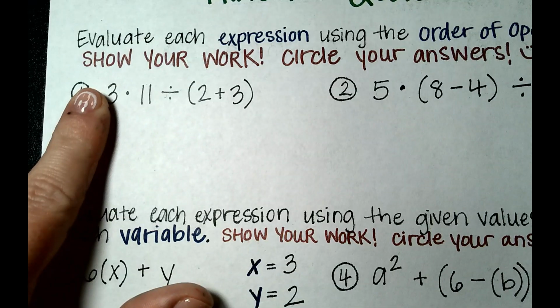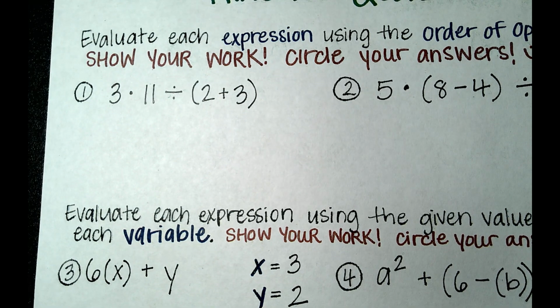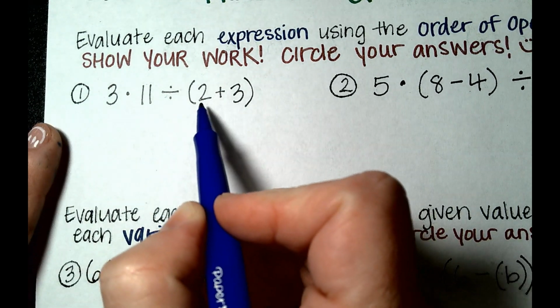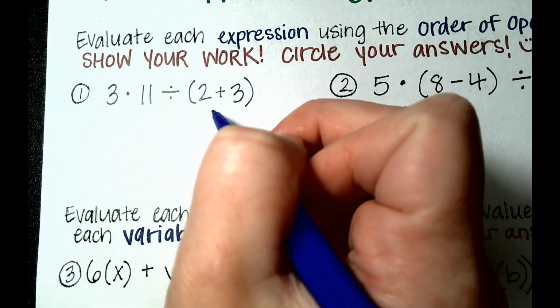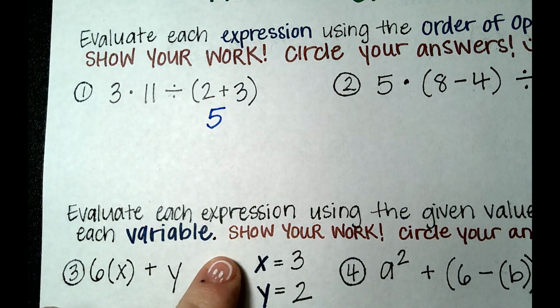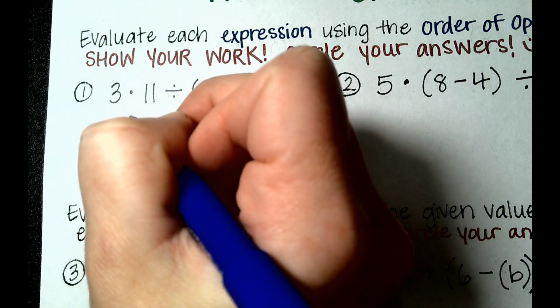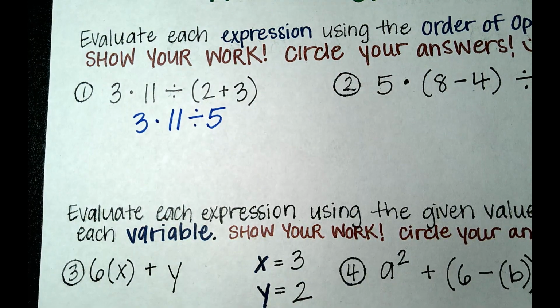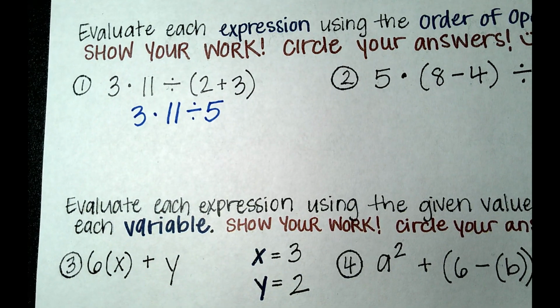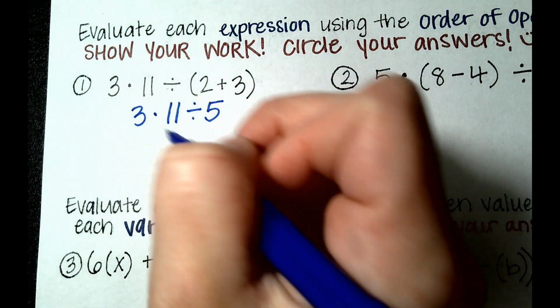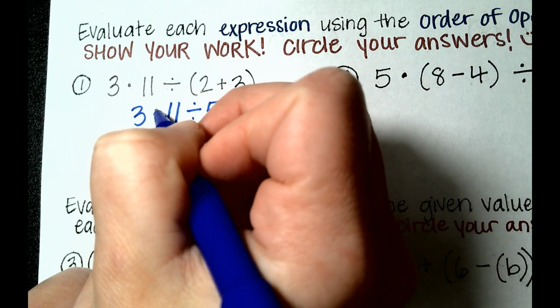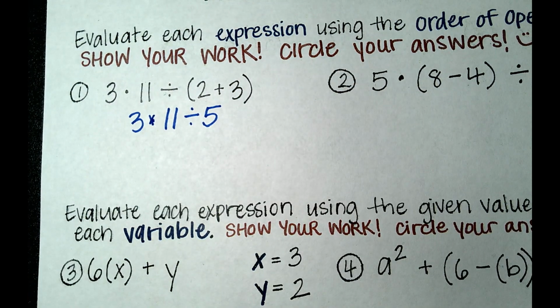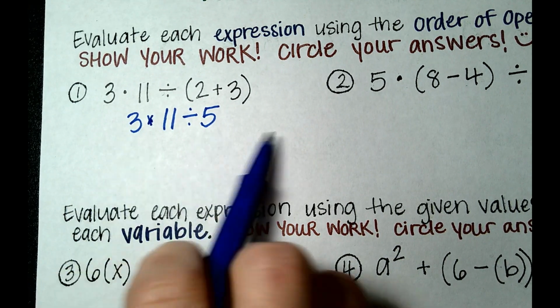So let's look at number 1. Do we have any parentheses? We do. So we're going to do that first. 2 plus 3, what is that? 5. Okay, and then we want to bring everything down. So I have 3 times 11 divided by 5. So we don't have any exponents. Do we have any multiplication or division? We do. I don't know if I've shown you this symbol. That dot just means times. It's multiplication. It means times. So what should we do first?